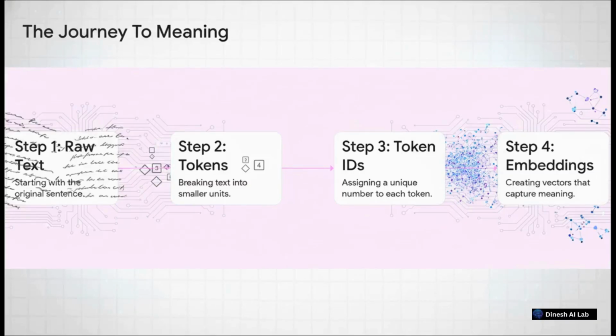And here's the roadmap for that journey. We'll start with the raw text, the sentence itself. Then we'll see how it's broken down into pieces called tokens, how each token gets a numerical ID, and then, this is where the magic happens, how it's transformed into something called an embedding. This four-step process is absolutely key.